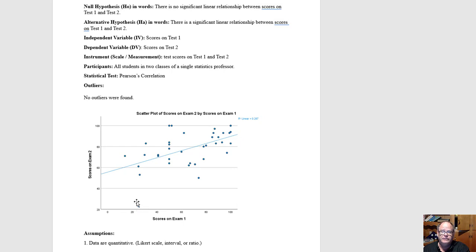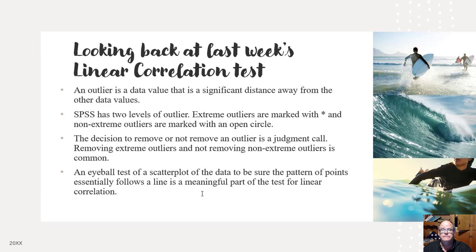SPSS doesn't tend to pick up outliers for a correlation like this. This one is out there a ways. I'd say that one's an outlier. We're not going to bother to remove it because even with it in there, the rest of them clearly follow the pattern of the line. SPSS has two levels of outlier. We've talked about this before. Some are marked with an asterisk, and that'd be the extreme ones. The non-extremes are marked with an open circle.